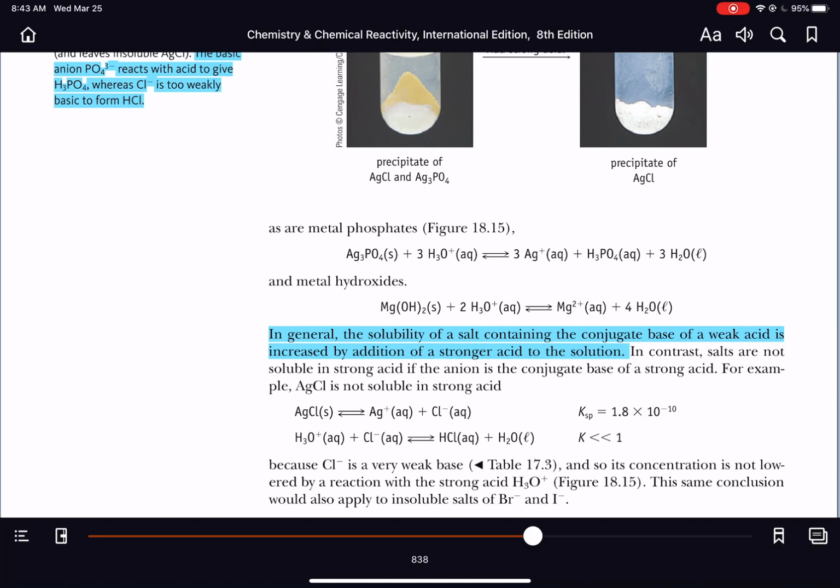Phosphates, metal phosphates, also hydrolyze or will react in water, and you have the hydrolysis that goes on with those ions to increase their solubility. And so we can conclude that in general, the solubility of a salt containing the conjugate base of a weak acid is increased by the addition of a stronger acid to the solution.